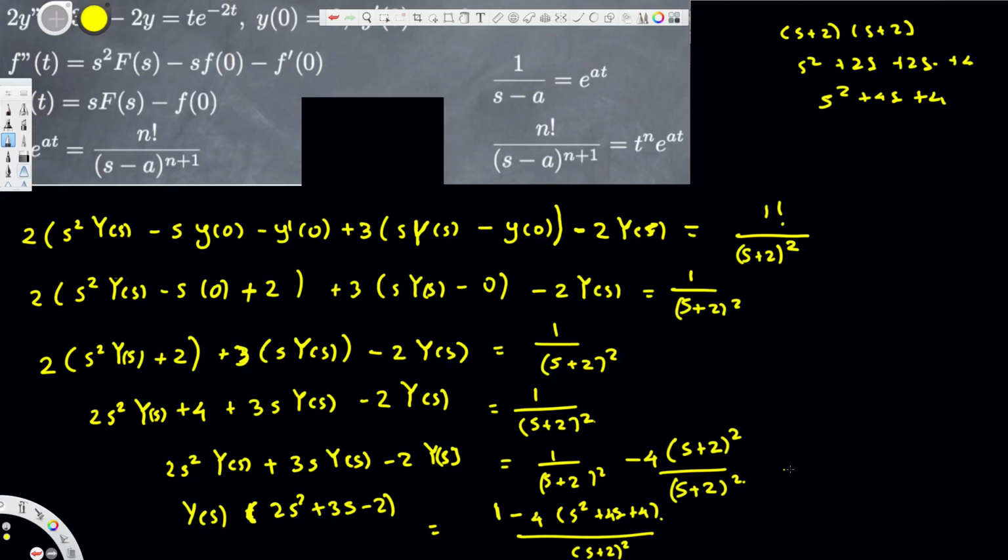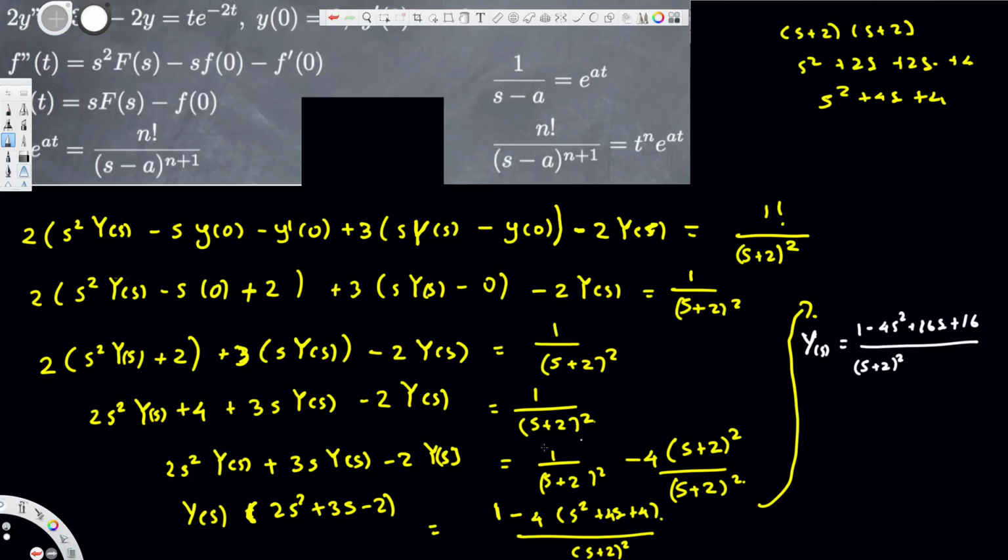Okay, now let's continue this part right here. Let's use a different color because we have so many things going on. And we are going to multiply this one. We can keep this one as 1 over this term, because dividing by this one is the same as multiplying by 1 over this value, right? So we can write this one like that. So capital Y of s is going to be equivalent to 1 minus 4 times s square, that's going to be just 4s square, plus 4 times 4s, that's going to be 16s, plus 4 times 4, that's going to be 16, divided by (s plus 2) square.